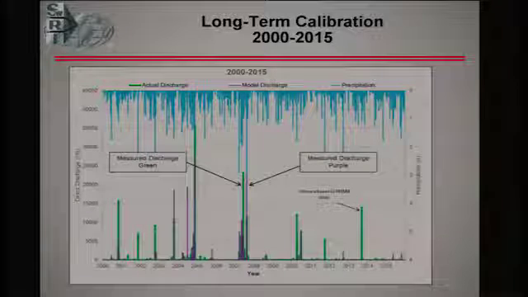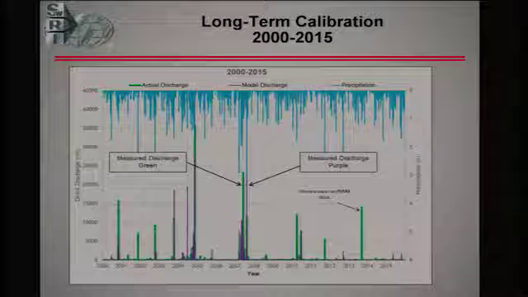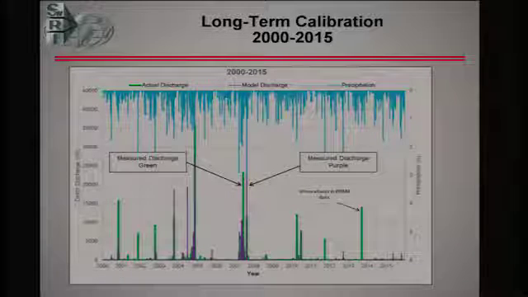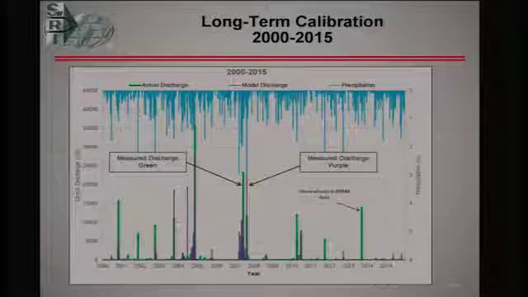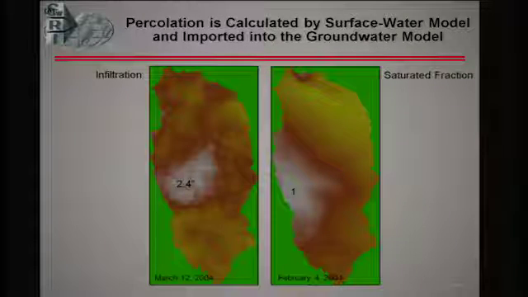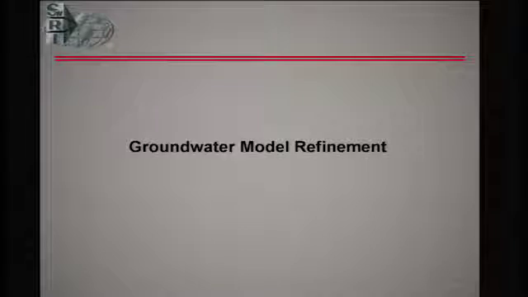I could show you some earlier ones where it was horrible. We didn't have any replication. We weren't capturing the dynamic of how fast this water was going through the system. But this is where we got to by the end. So this is what comes out of the surface water model. We have this information that comes out of the surface water model. This is our recharge into the groundwater model.